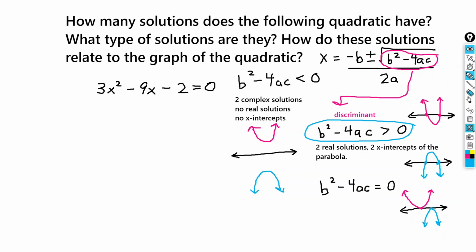Okay, so let's demonstrate with this one, and then we'll do a few more examples as well. So I'm going to figure out what b squared minus 4ac is. First, let me identify a. That's the coefficient in front of x squared, so that's 3.